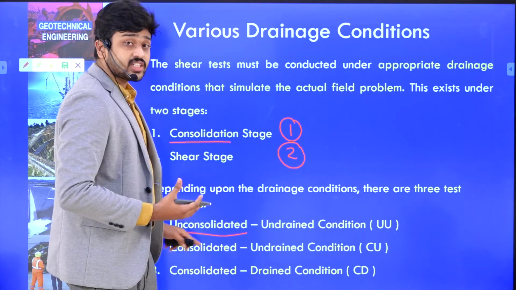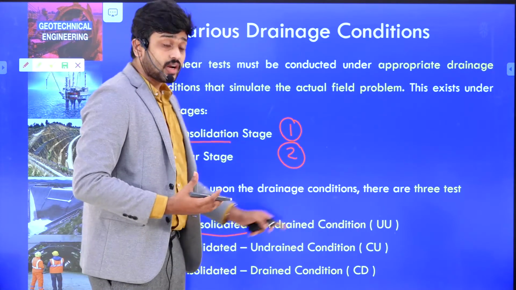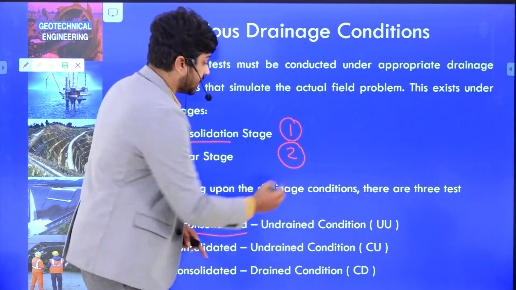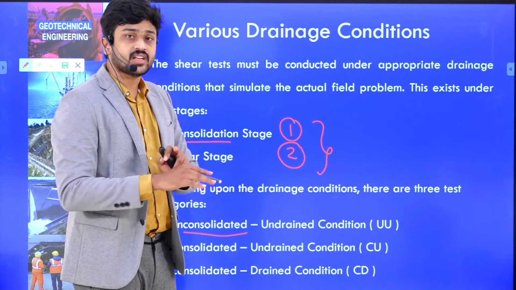So if you look at the first condition, what is happening? It is unconsolidated undrained. That means there is no consolidation in stage 1, and then undrained. That means in both these stages there is no drainage.